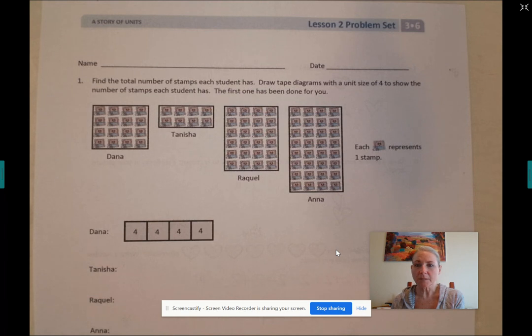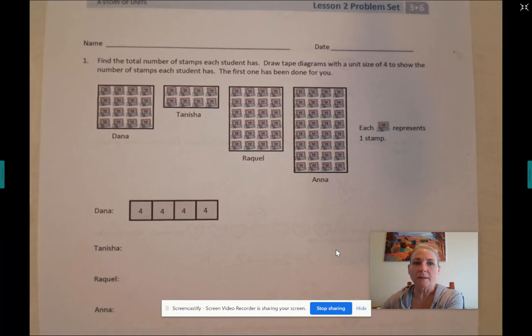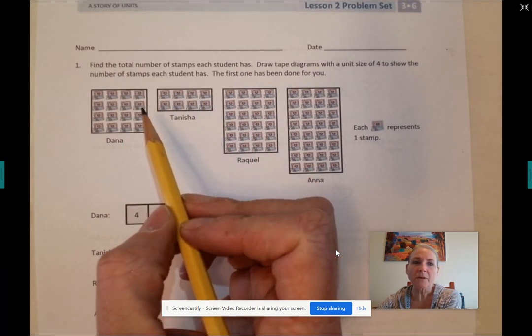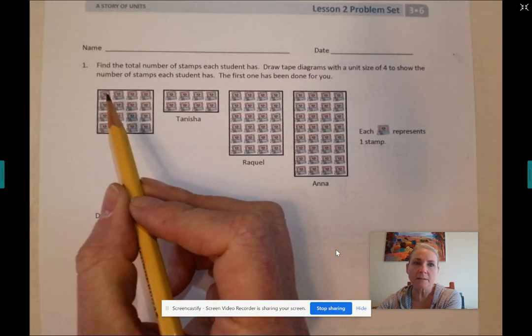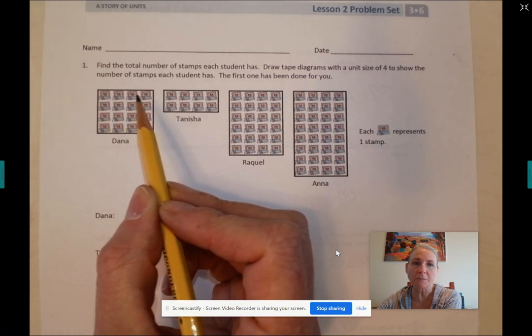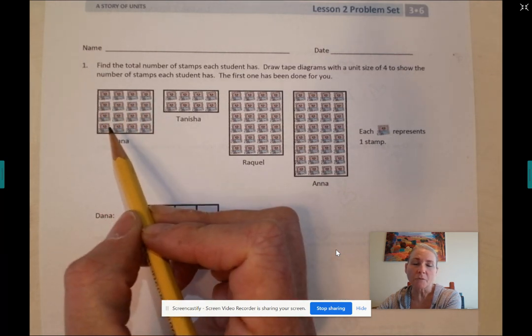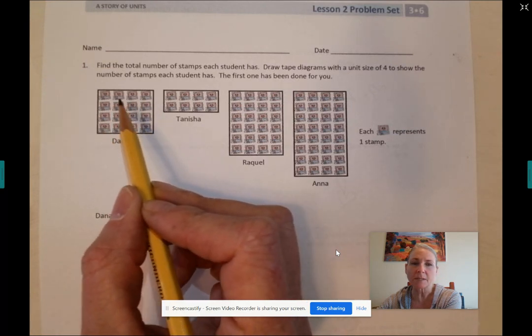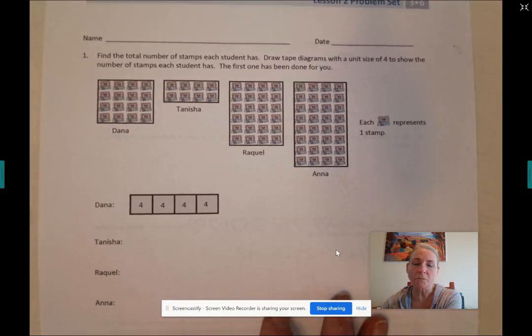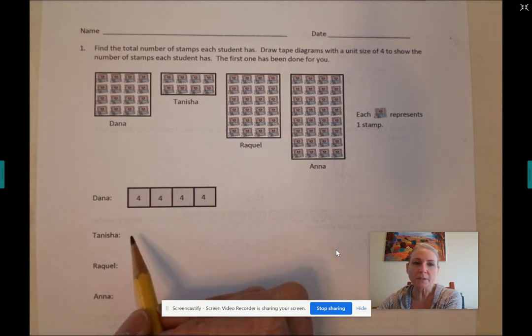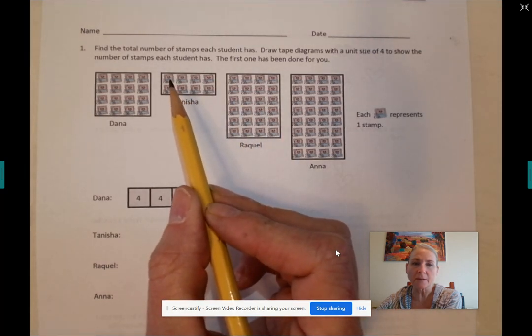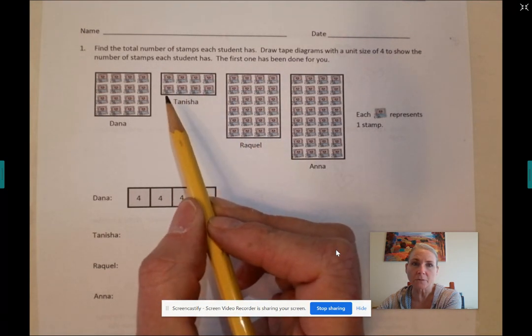So what we're going to do is make a little connection today based on previous units to this current one. If you take a look at Dana, they're having you do them in unit sizes of 4, because if you look across her array of stamps here, she has a 4 by 4, but we're going to mainly be using that size as the size of the row, not the number of rows. So if we move to Tanisha, Tanisha has an array of stamps that are 4 by 2, right?